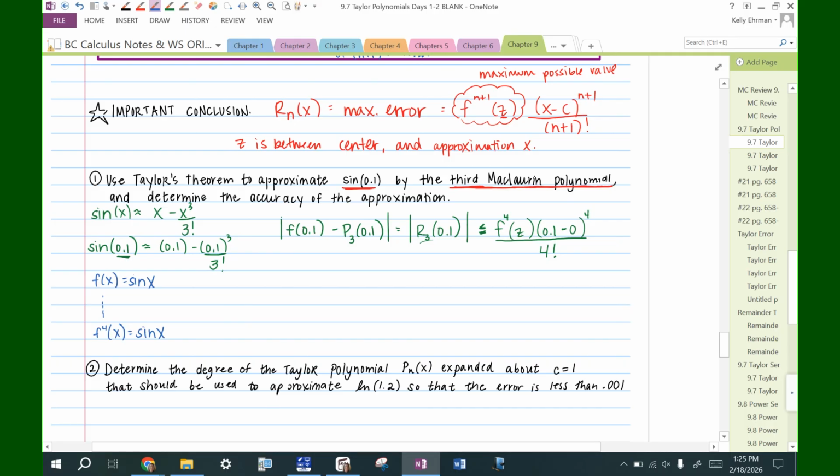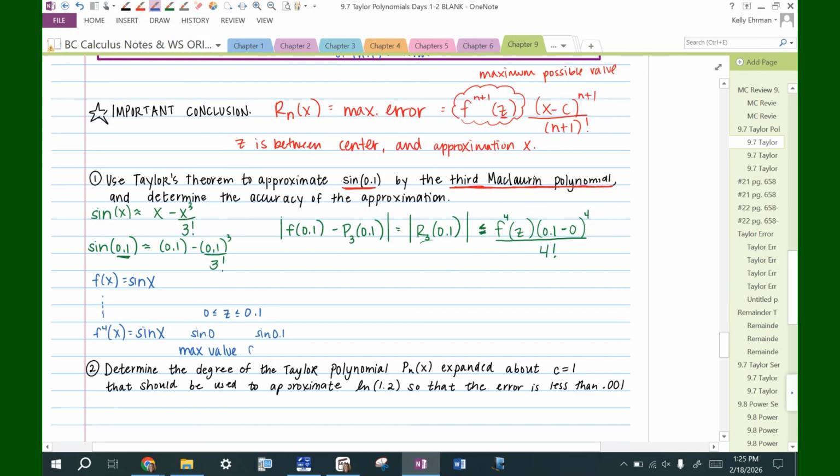And this z that we're talking about, z is sitting between the center and the approximation. So z is sitting somewhere between 0 and 0.1. But here's the great news about sine. The question is not actually which one is bigger, sine of 0 versus sine of 0.1, because that's kind of what we're looking at, the extremes, like which one is bigger. In general, what is the max value for a sine graph or a cosine graph?